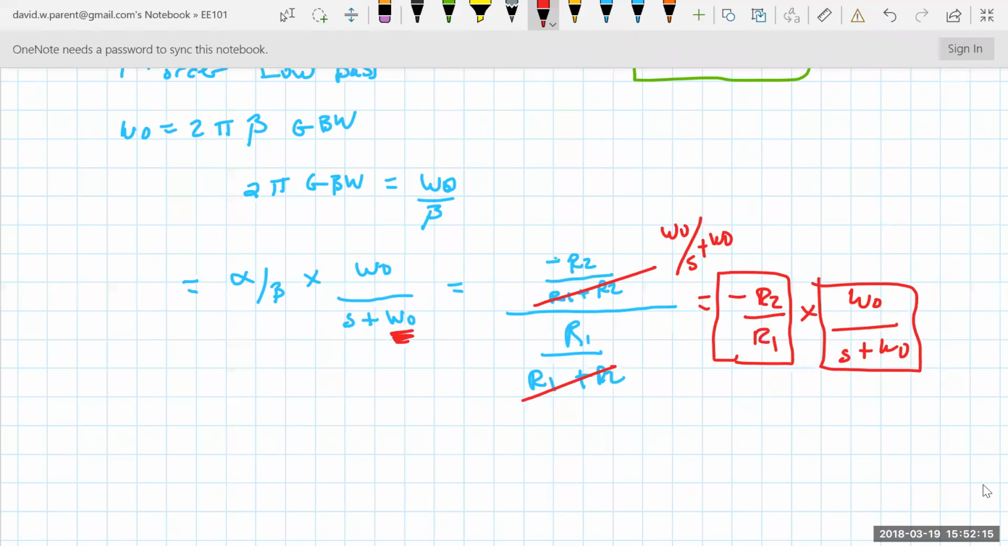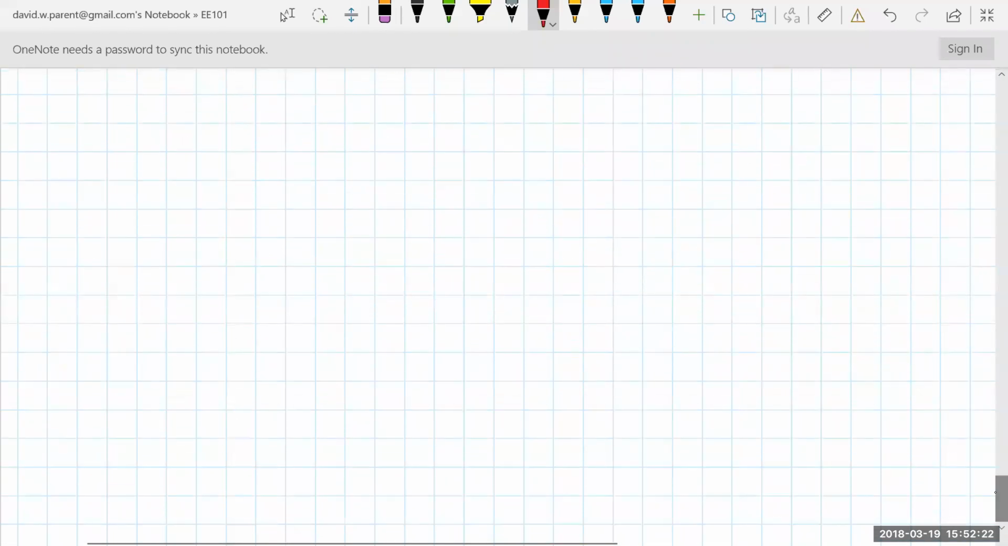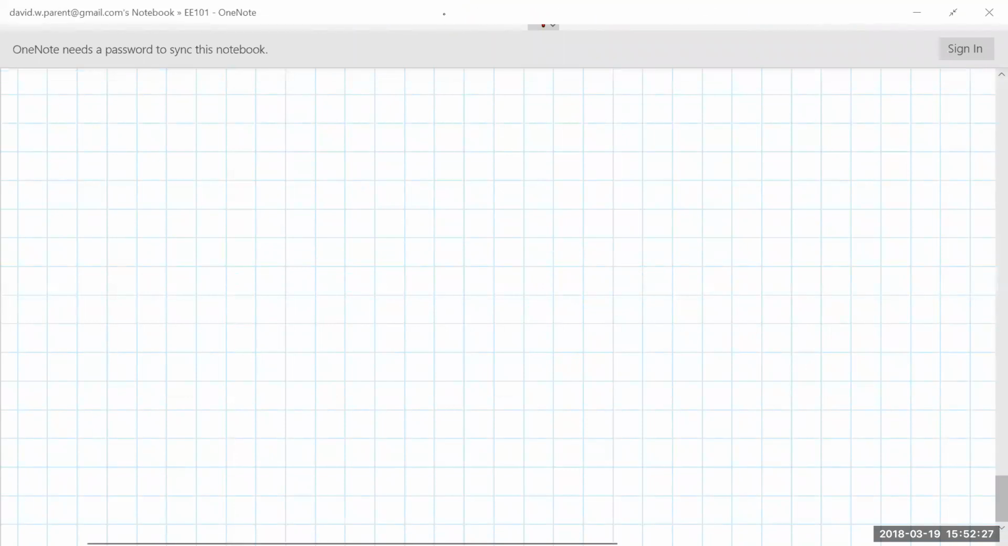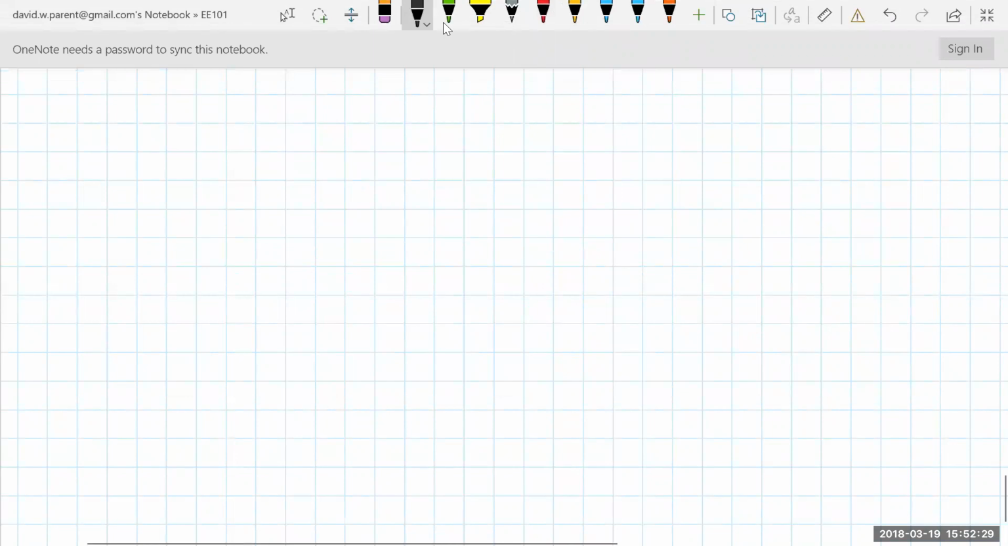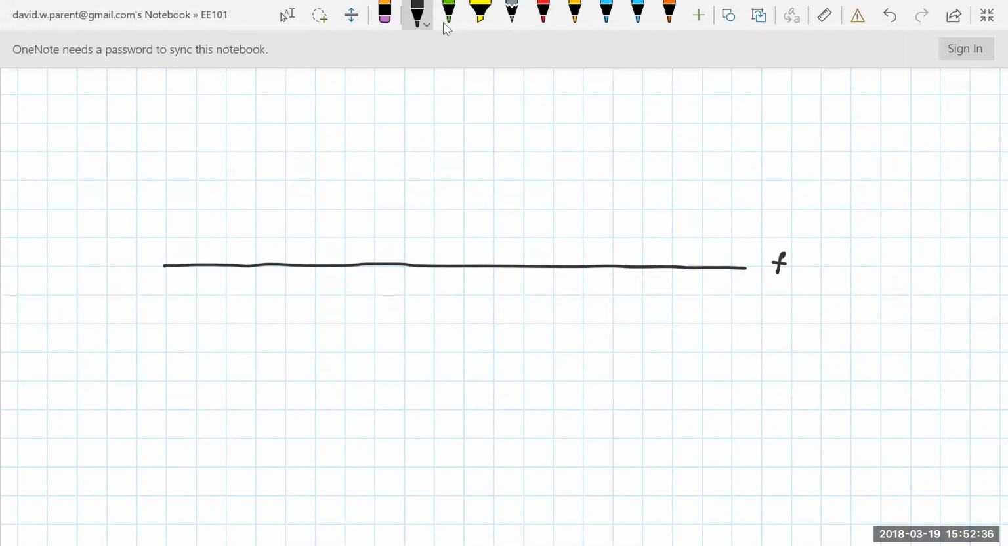But so let's do a Bode plot of that. I'm going to keep it in frequency this time. So the gain bandwidth, if I recall, was 10 meg, and now I'm going to go over 3. 1, 2, 3.